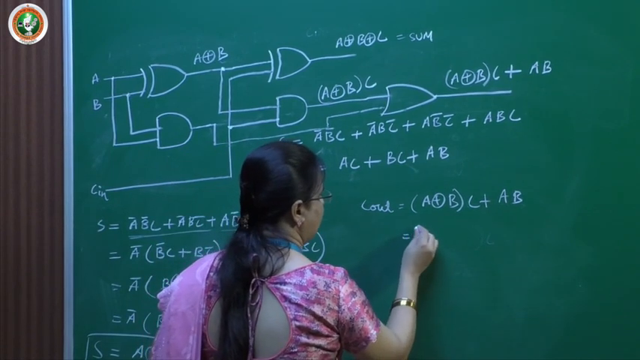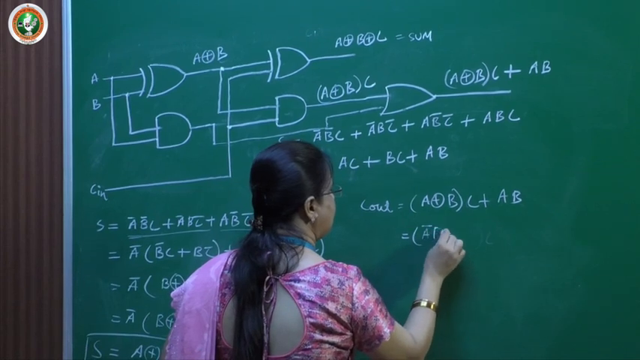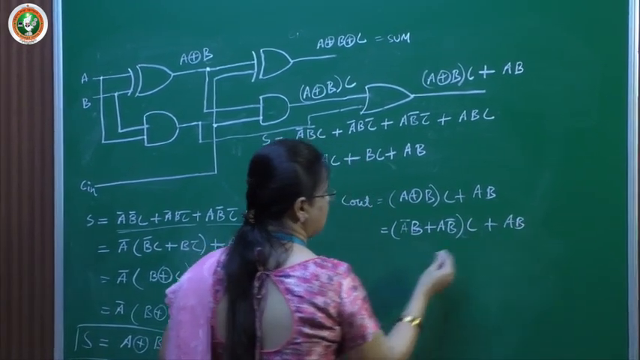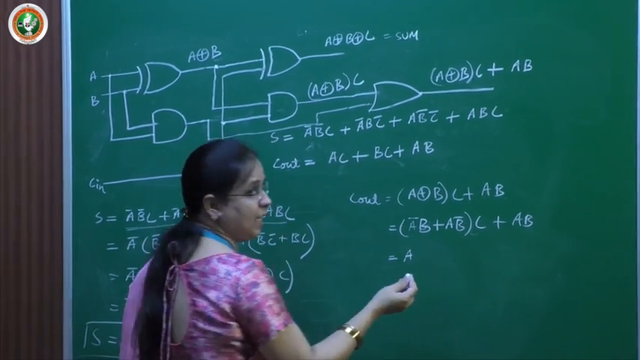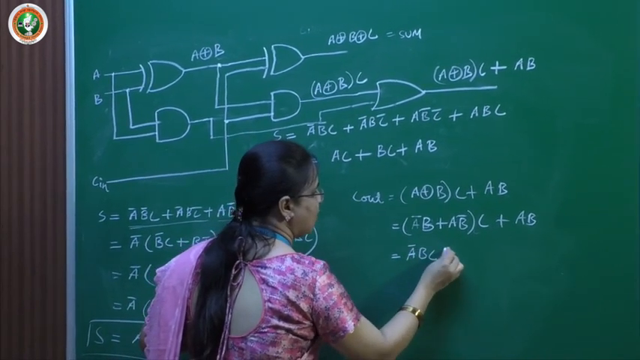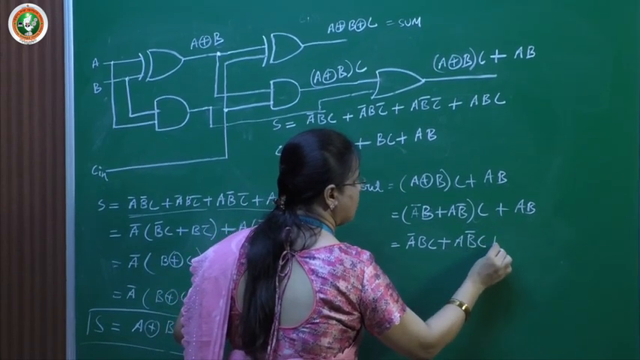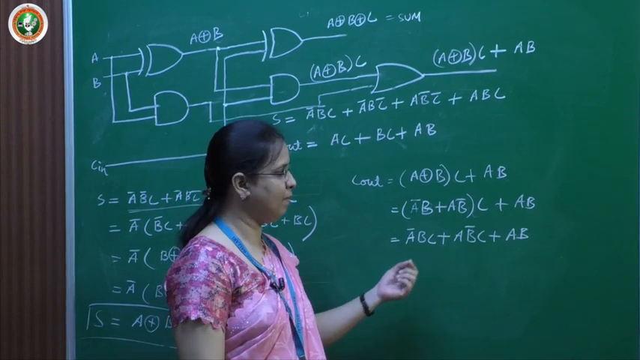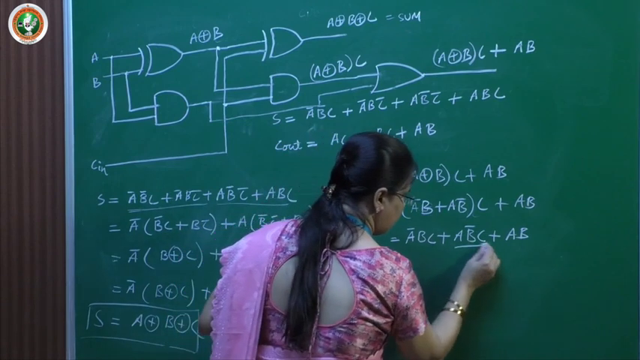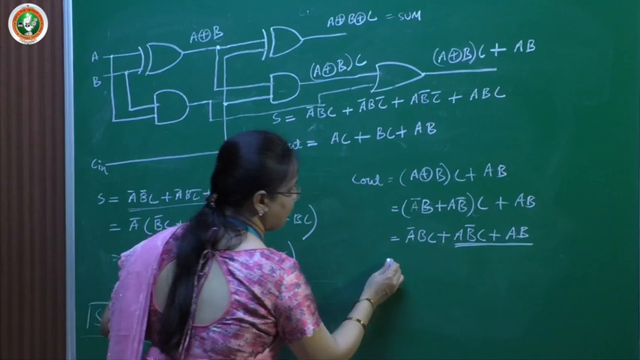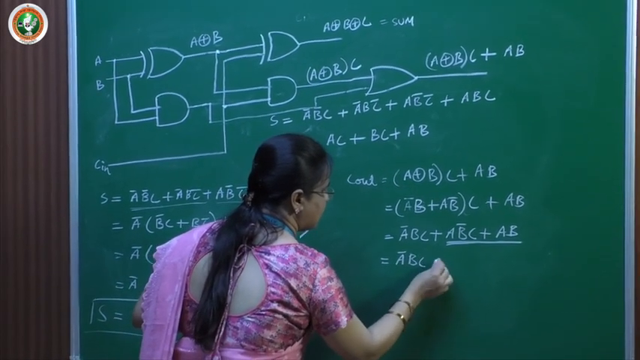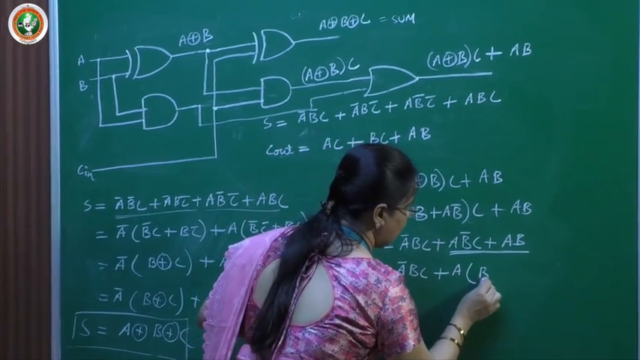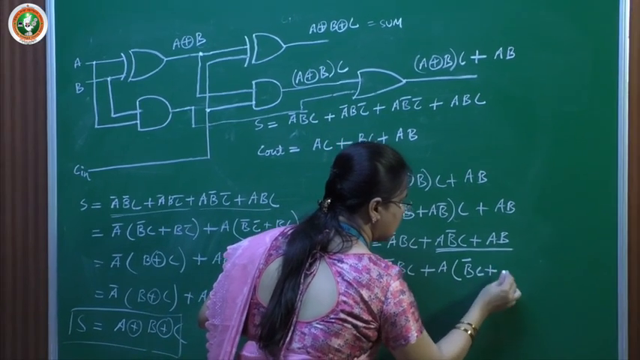So I am going to expand this. A XOR B is nothing but A dash B plus A B dash, into C, plus AB as it is. In the next step we take C inside: A dash BC plus A B dash C plus AB. Now check, is it possible to take any variable as common in these terms? In these two terms I can take A as common. I keep my first term as it is, A dash BC plus, and taking A as common, we are left with B bar C plus B.